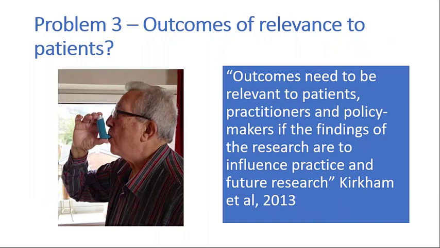The third problem is that currently outcomes used in research may not be relevant to patients. In deciding what outcomes are the most important, people who know what it's like to live with the effects of conditions and treatments should have a say. The people who usually know this best are patients and their families or carers. We need to be confident that the outcomes that we use are important outcomes for patients and relevant to them.